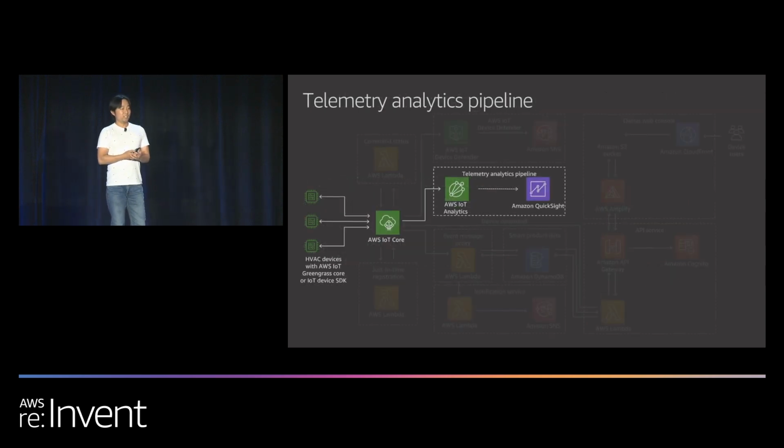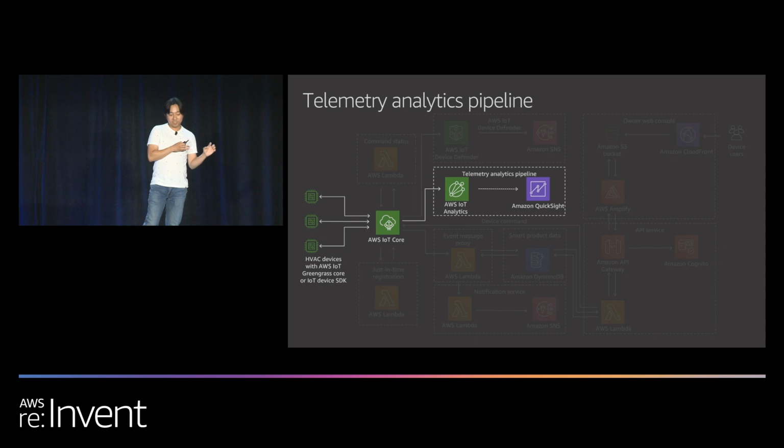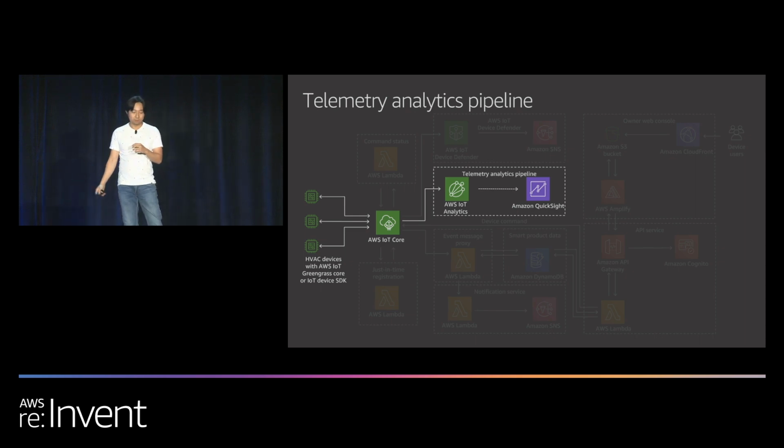Your devices are going to send telemetry data as well. For the telemetry analytics pipeline, the smart product solution is choosing the AWS IoT Analytics service. So we have just the AWS IoT Analytics service and Amazon QuickSight to visualize the data.